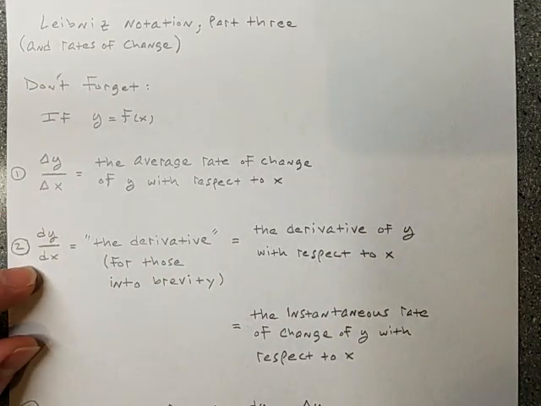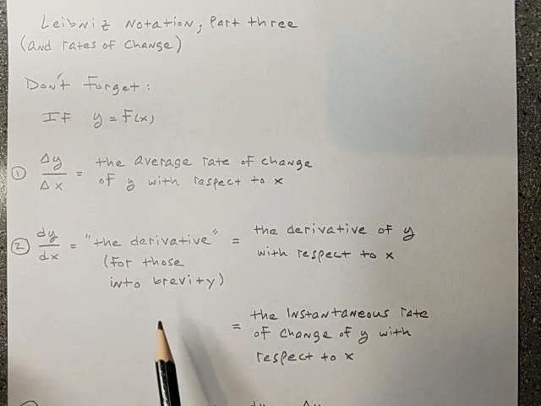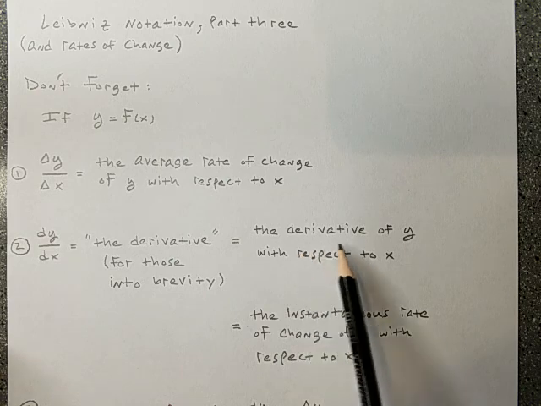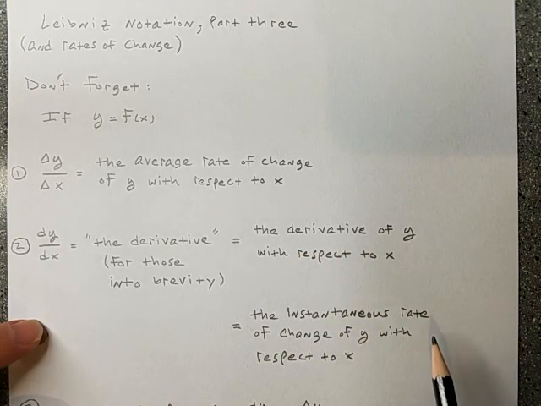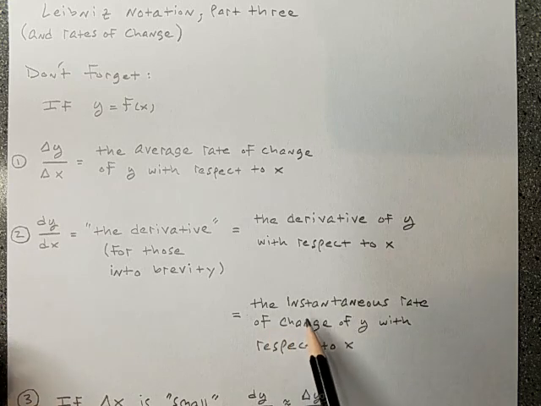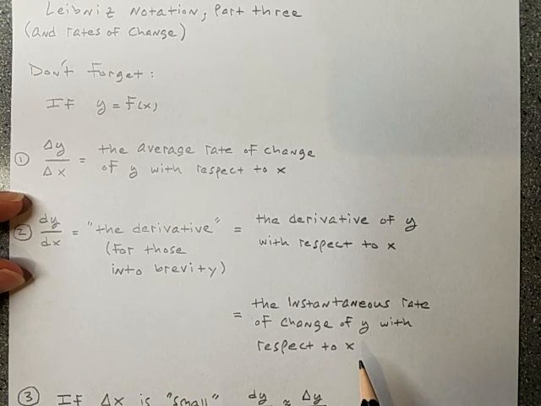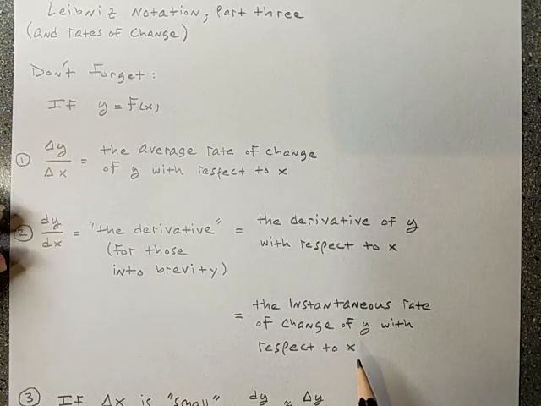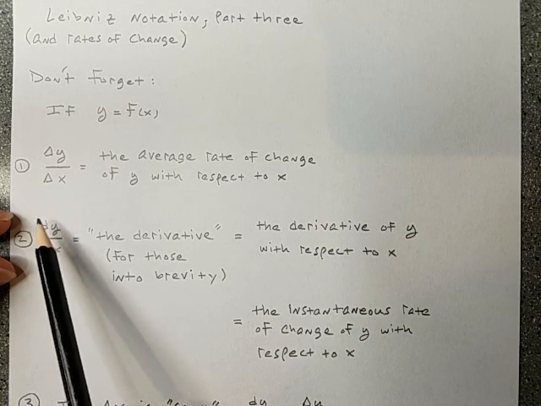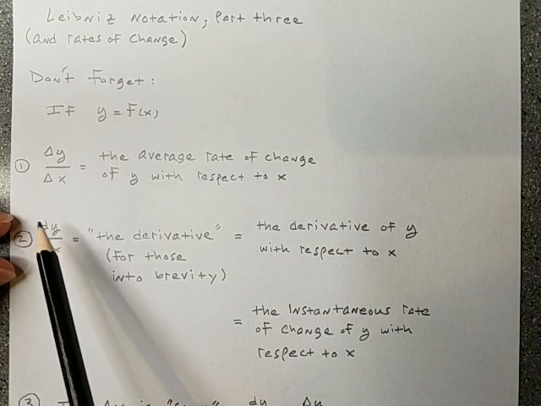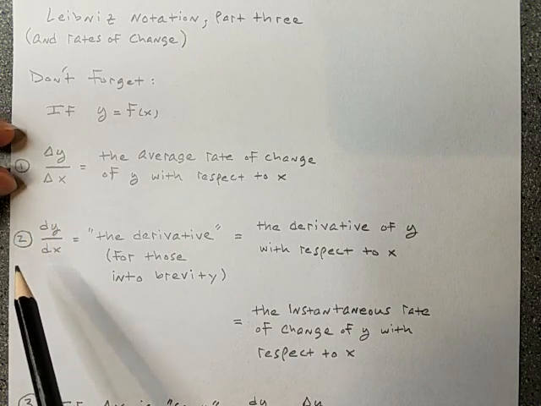dy over dx is the derivative, for those that are into brevity. Or you could say the derivative of y with respect to x, as it's sometimes said. Or the instantaneous rate of change of y with respect to x. Alright, these look similar, don't they? This is new notation. This is what Leibniz notation is. It's writing the derivative this way. It looks kind of like delta y over delta x.